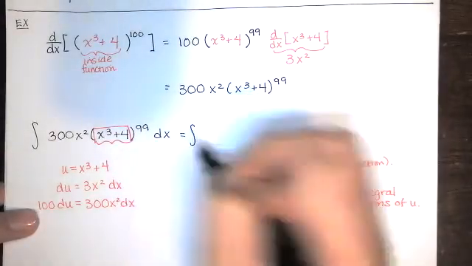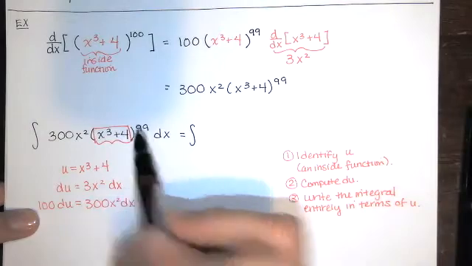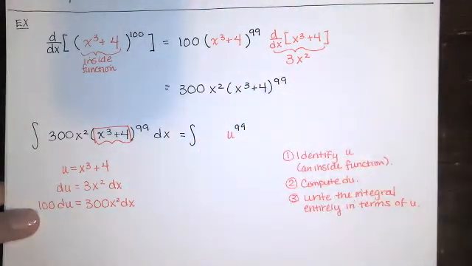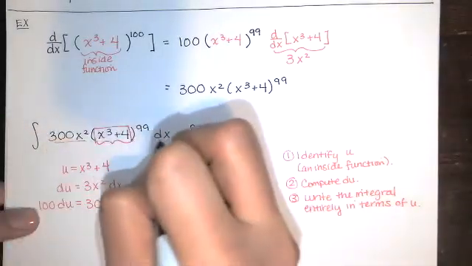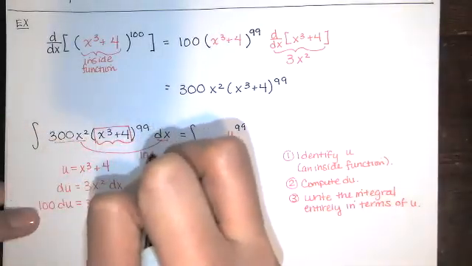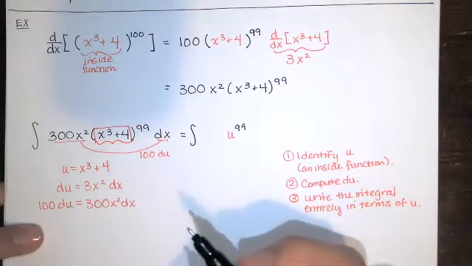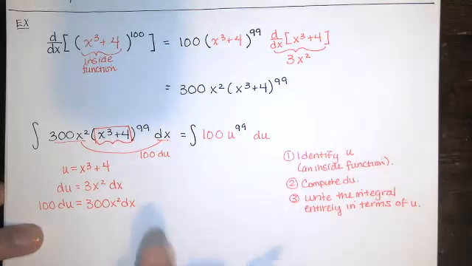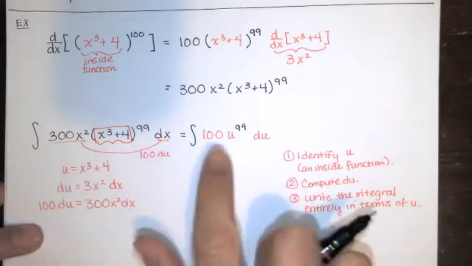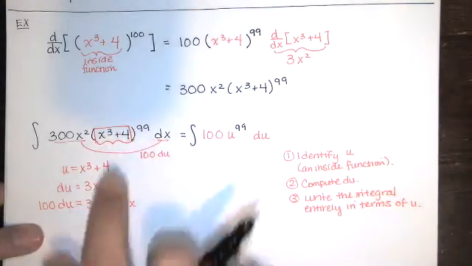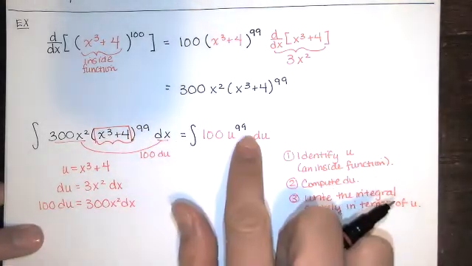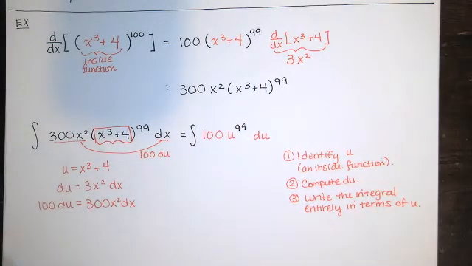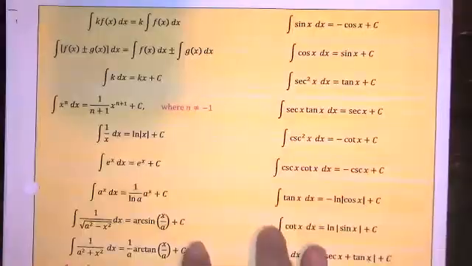All right, so this is what we've got. This is u to the 99th. And 300x squared dx, that together is 100 du. So we've replaced that with 100 du, we replaced that with u to the 99th, and the question becomes, after you write the integral entirely in terms of u, do I have a rule for that? And I go back to my rules and I ask myself, do I have a rule for that?